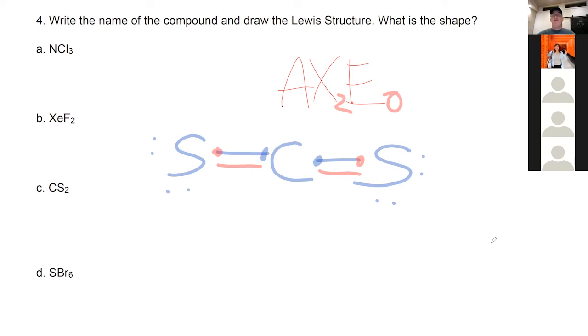That's usually the case. Very rarely does carbon have a lone pair. That does not happen very often. Like in carbon monoxide, it has a lone pair. Cyanide ion has a lone pair, but not very often. So AX2. We look up AX2. What do we get? It's just linear.